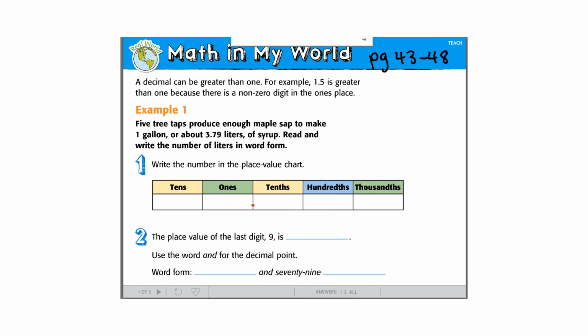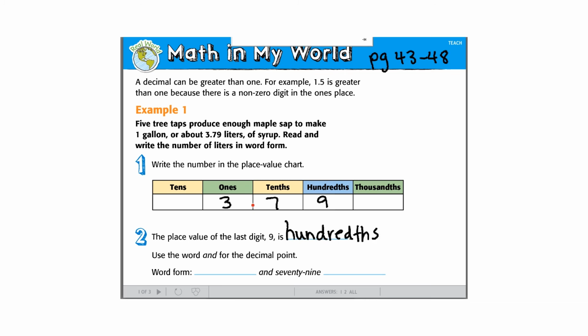So here's our first example. 5 tree taps produce enough maple sap to make 1 gallon, or about 3 79/100 liters of syrup. Read and write the number of liters in word form. So we're going to write the number into the place value chart. It's 3 79/100. The place value of the last digit, 9, is what? What is the place value of the last digit? What is it, Ava? Hundredths. So that's what we're writing in the blank here. They ask for the place value.